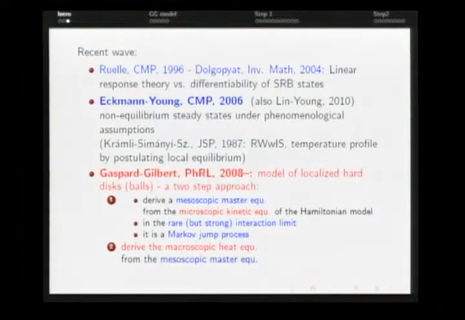For me, the recent wave started when I started hearing David Ruelle talking about this kind of problems. He was applying linear response theory, and I keep hearing his talks, and there is progress, but the progress is slow. His approach is related to the differentiability of SRB states, and Dolgopyat added a very nice paper in 2004 to this problem, on the differentiability of SRB states.